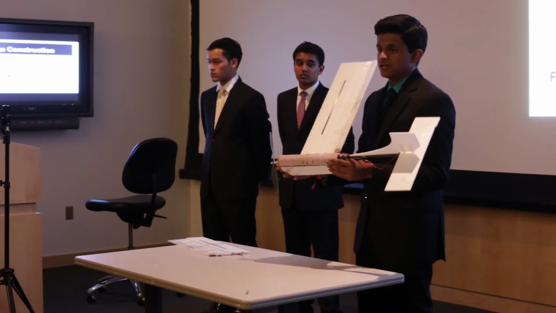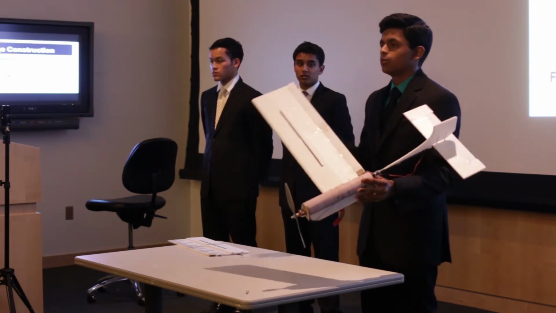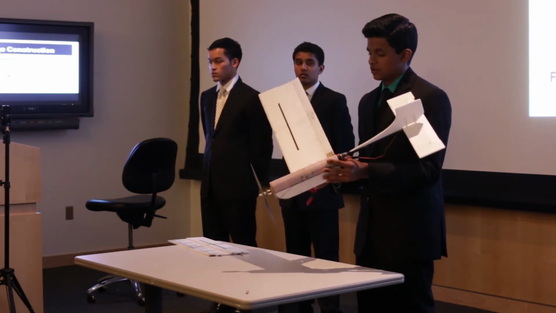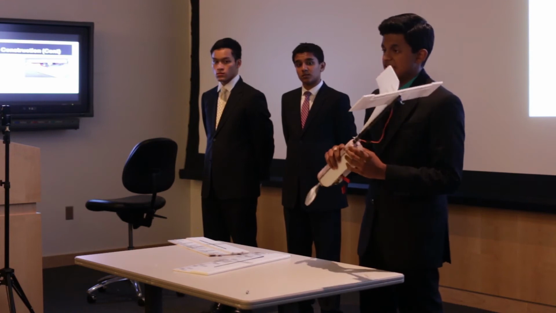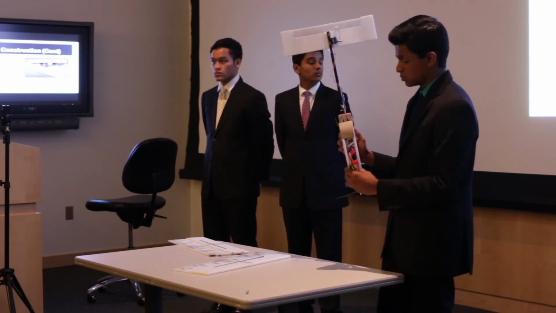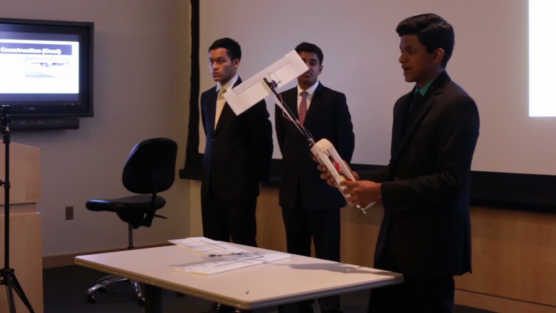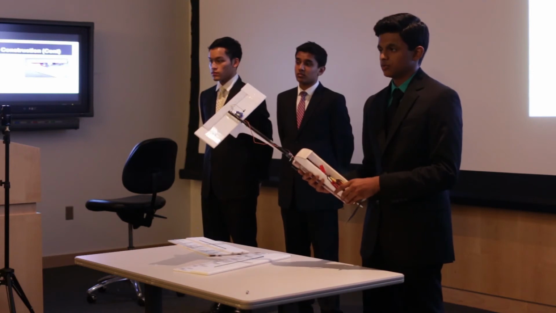The front half was created in a split-piece design to incorporate wooden formers to allow the wings to come in and sit at a 7-degree angle. Final piece in construction was a detachable hatch on the bottom of the plane. This hatch allows easy access to the mechanisms inside the plane and was created using a balsa wood locking mechanism on the front and magnets in the back. In addition, the hatch detaches upon landing to absorb the impact of the plane.